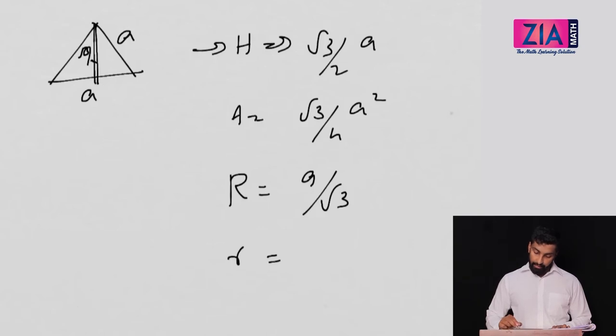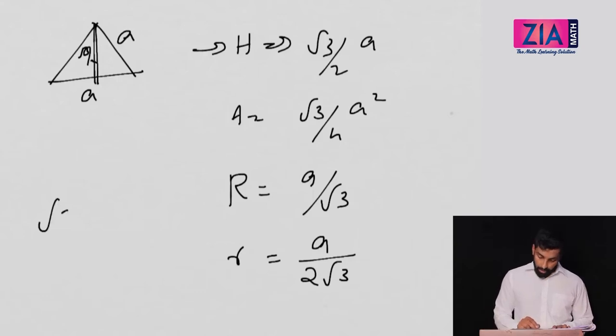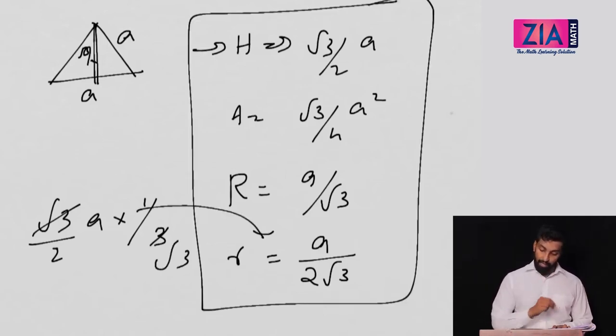Now the inradius is a by 2 root 3, because if you divide the height in the ratio 1 by 3, you will get the inradius, right? So the height is root 3 by 2 a. If you do this 1 by 3, this will become root 3. So a by 2 root 3. So these are the 4 things which you can keep in your mind with respect to an equilateral triangle.